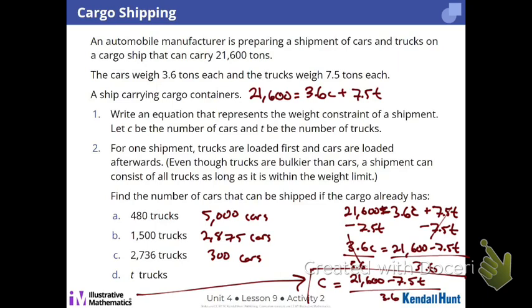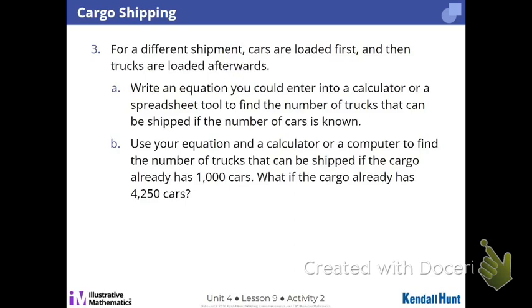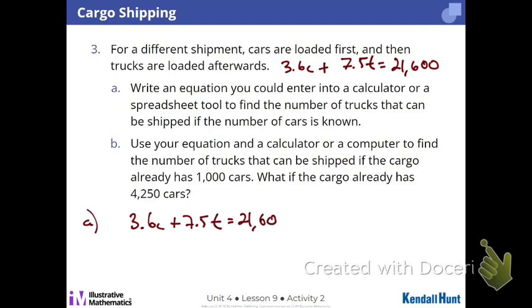So I actually went to letter D first myself. Next, you're going to practice this if you're loading cars first. So remember, our original was 3.6C plus 7.5T equals 21,600. Instead of loading trucks first, I want you to give me an equation if we're loading cars first this time. So taking a look at this, I heard and saw lots of good stuff around the room. So I'm going to do A right here. And if we know the number of cars, what are we looking for? We're looking for the number of trucks this time. So goal is T equals, for trucks, equals.